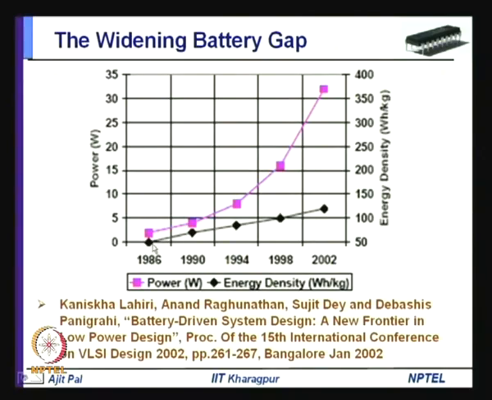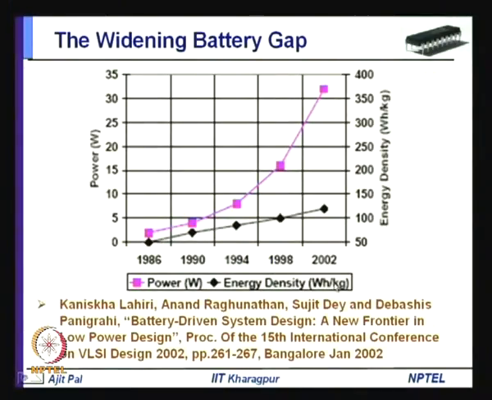You can see the energy density is definitely improving with the improvement of technology, but their improvement is not really much. So, it has improved, but compared to the power requirement, it is much less. That means, the gap between the need and what actually can be supplied by the battery is widening with time. So, how this gap can be bridged, that is what we shall discuss.